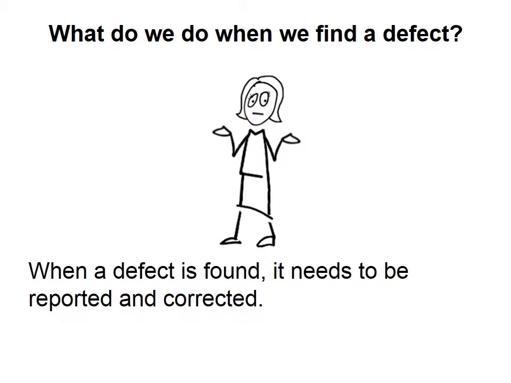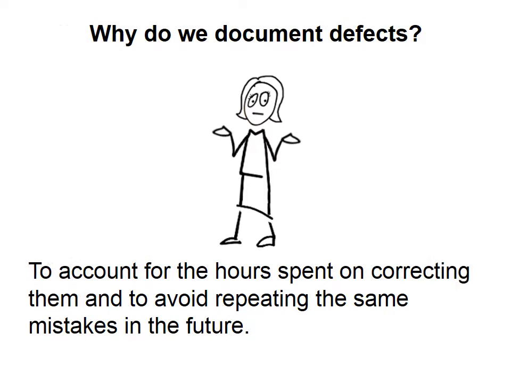What should we do when we find a defect? Report it and assign it to be corrected. This may be done in a tool such as Jira or HP Application Lifecycle Manager. That brings up the next question. Why do we document defects? We need to account for the hours spent on correcting the defects, as this takes time away from other efforts. Also, the documented defects give us a source of information on mistakes that can be avoided in future efforts.